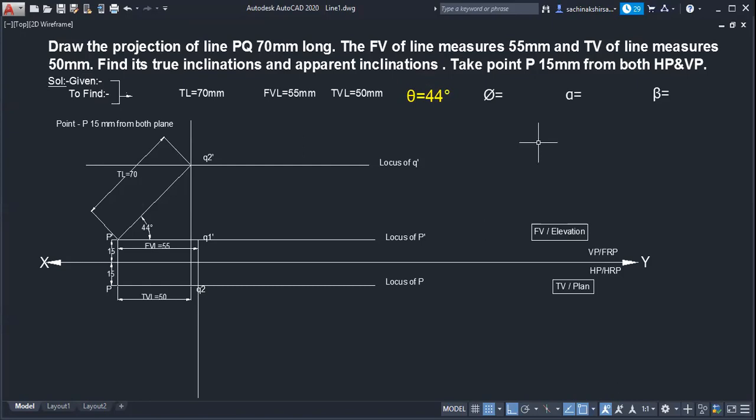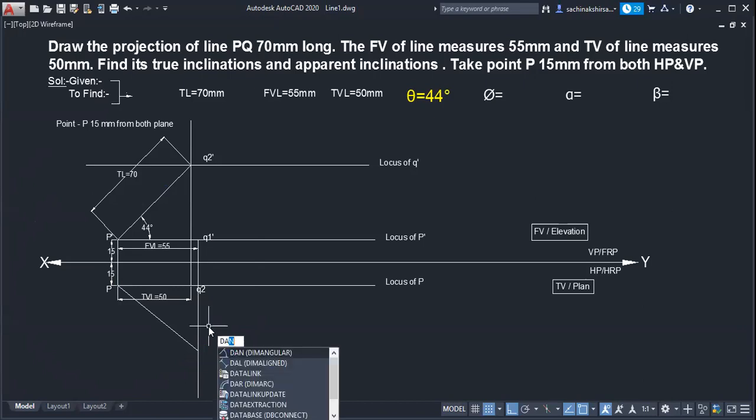We can take true length equal to 70 mm in the compass. Which point can we take as the center point? P. We mark this 70 mm distance on that vertical line, so it will cut somewhere. Which length will this be? True length. So this length will be the true length.